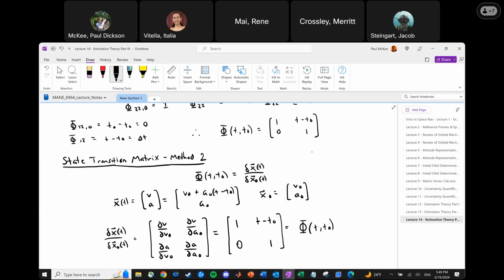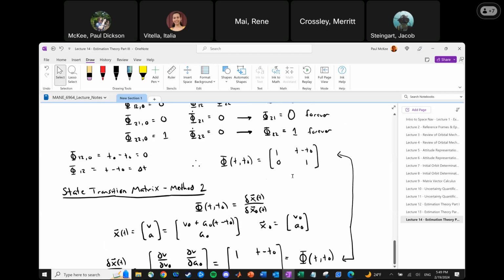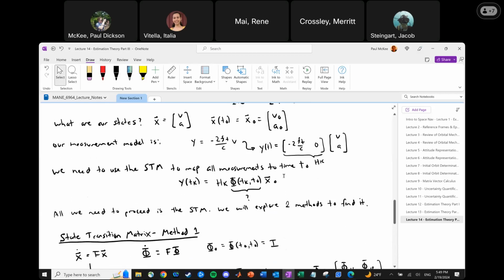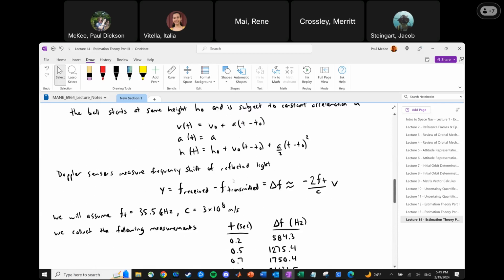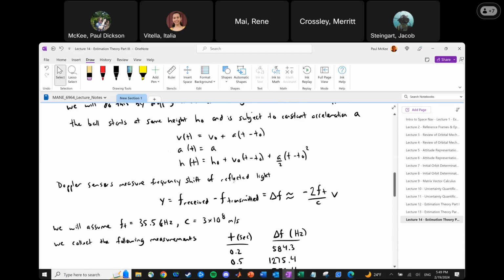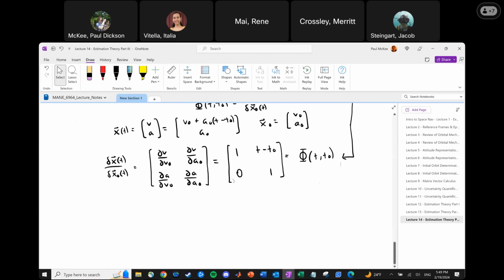So like, hey, look at that. Okay, so now we still haven't solved our problem, right? All we've done is the setup for our problem. We still need to take this state transition matrix and incorporate it into the original Doppler batch estimation problem. So let's do that now.